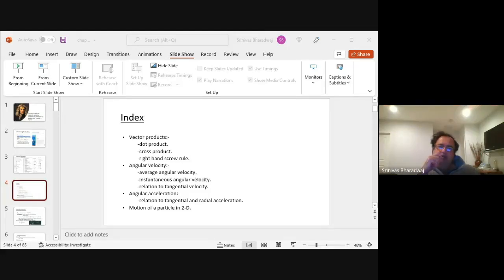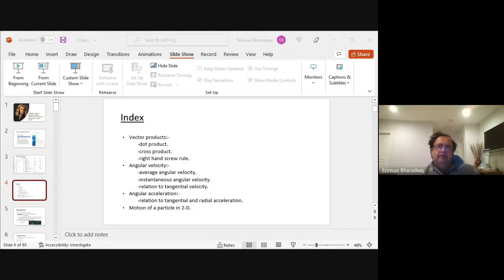Now, what is A cross B? Physically, it represents the area of a parallelogram. If you have A and B forming an angle, A cross B is the area of the parallelogram. So those are the properties, and I explained how you can calculate. I cross J equals K, and J cross I equals minus K. J cross K equals I, K cross I equals J.